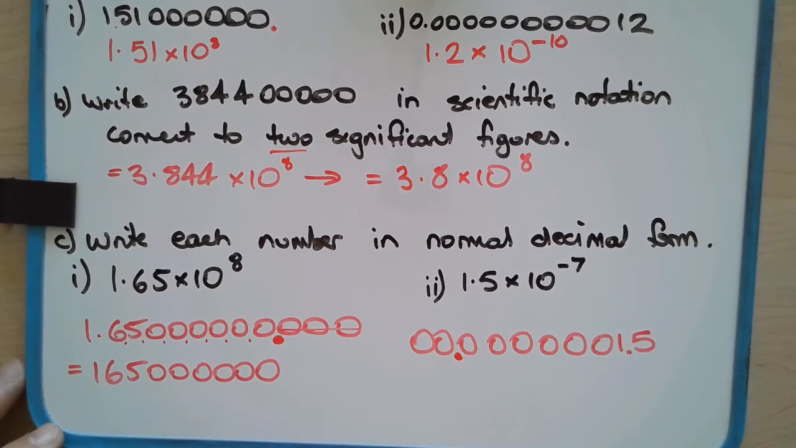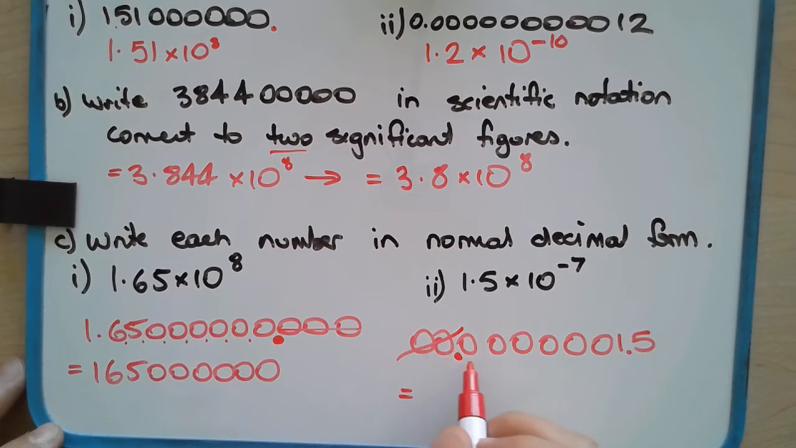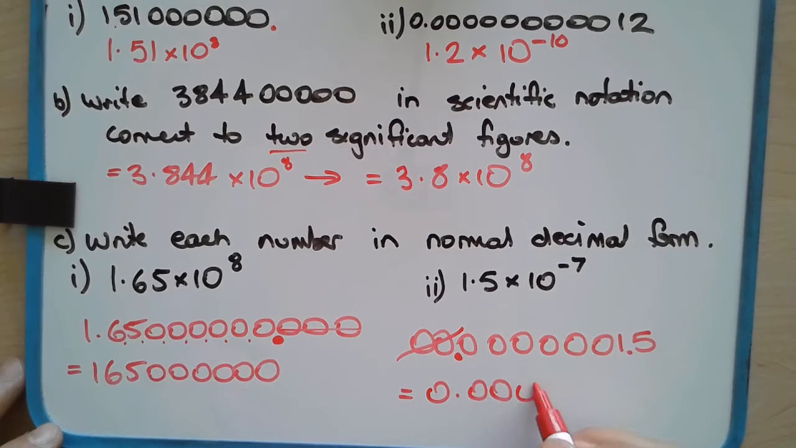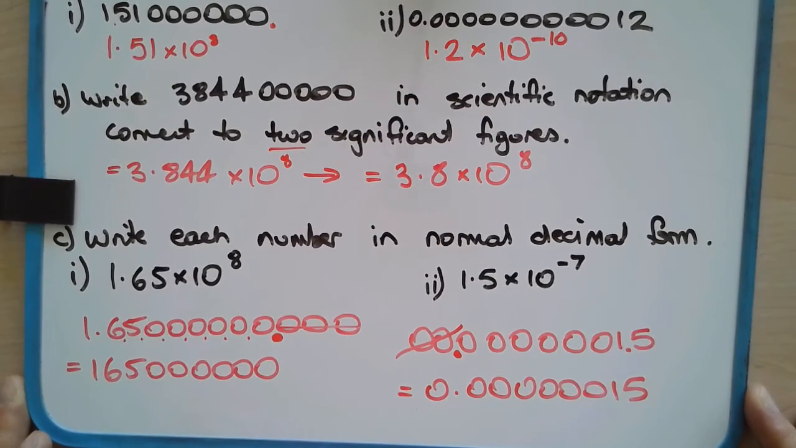Does that work? Let's have a look. If we were to go back and reverse it, we don't need those zeros before the decimal point. So that's just 0.00, and 1, 2, 3, 4, 5, 6 zeros, then 1, 5. Just to make sure that it does work, if we had to move the decimal place 7 places back to the right again: 1, 2, 3, 4, 5, 6, 7. Yes, it does work. So I'm satisfied that that is in fact the correct answer.